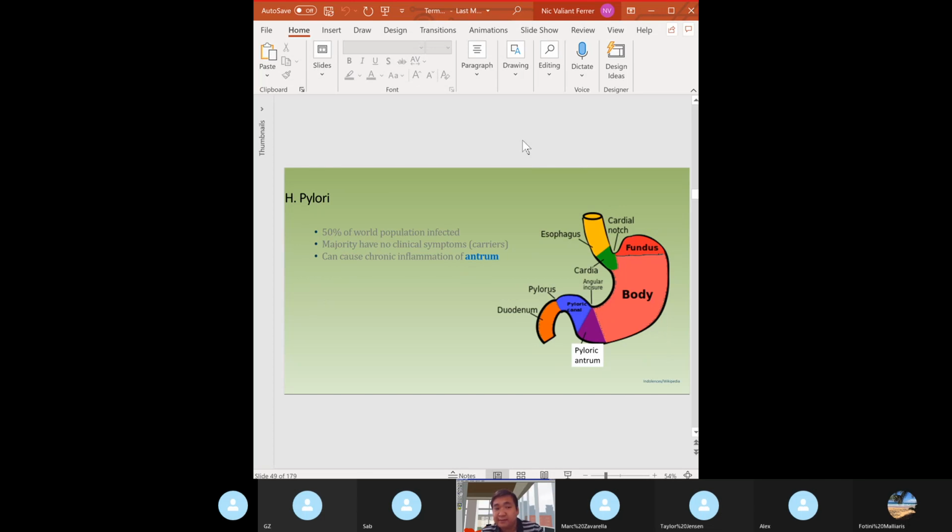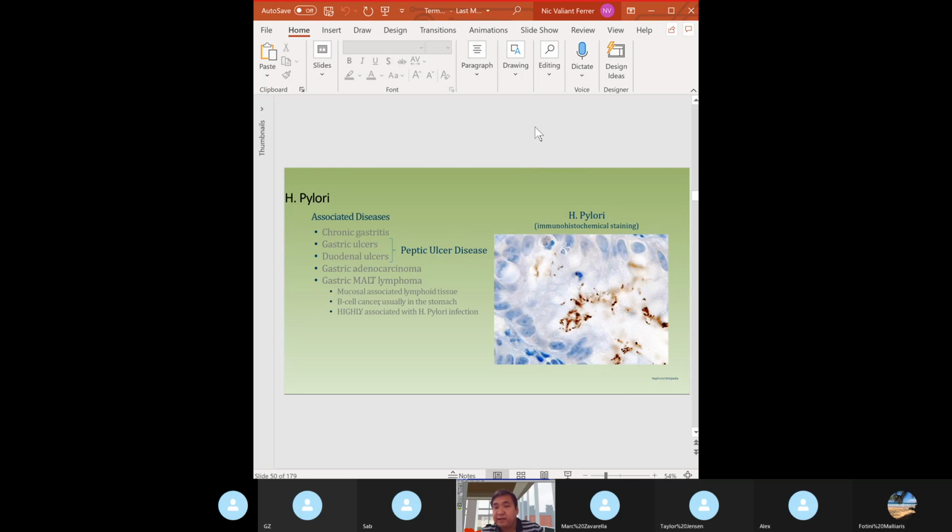50% of the world population is infected. It's asymptomatic; most of us are carriers. It can cause chronic inflammation of the antrum of the stomach. Where is the antrum? Here is the antrum. Associated diseases with H. pylori: think PUD, peptic ulcer disease, gastric adenocarcinoma, or a gastric MALToma. Gastric MALToma is usually highly associated with H. pylori and is a B-cell cancer in the stomach. This is how they look in immunohistochemical staining. Don't forget that image. They look brown in immunohistochemistry.